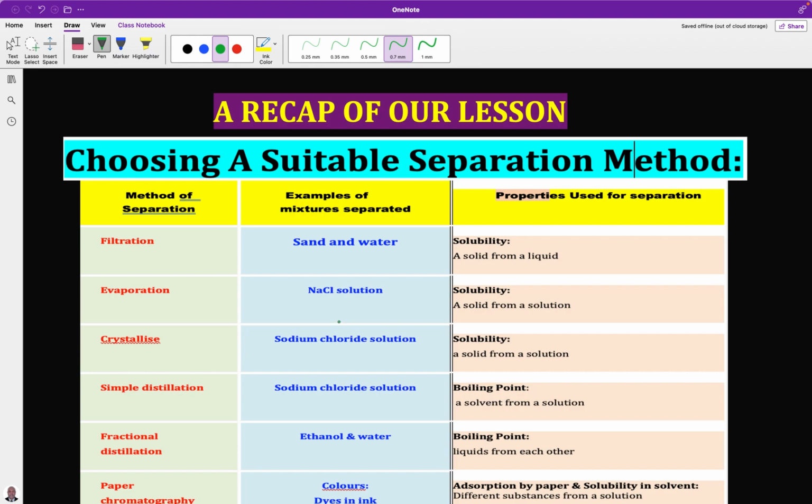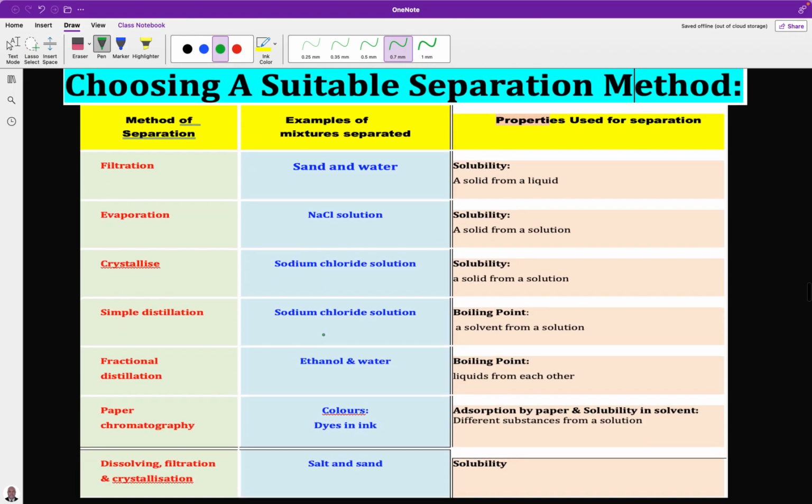Two, a sodium chloride solution. We will still use solubility to separate the solid from a solution. And what will be the method? The method will be evaporation. Three, using a sodium chloride solution, we use solubility to separate a solid from a solution. And what will be the method? It is crystallization.